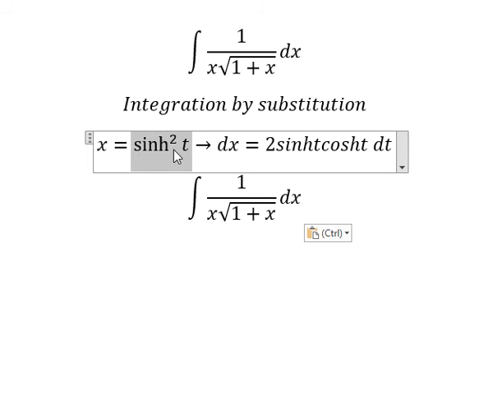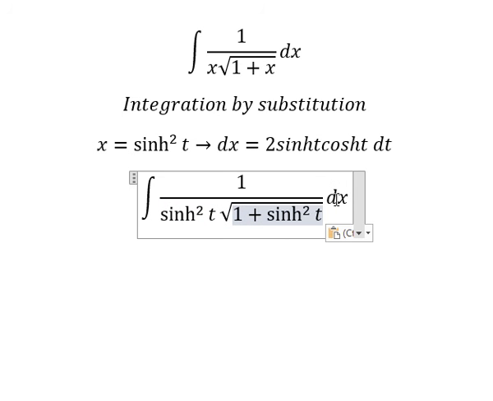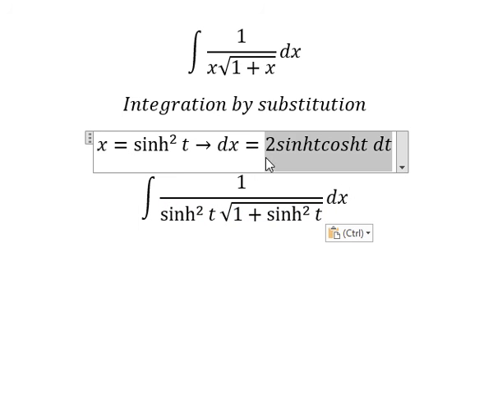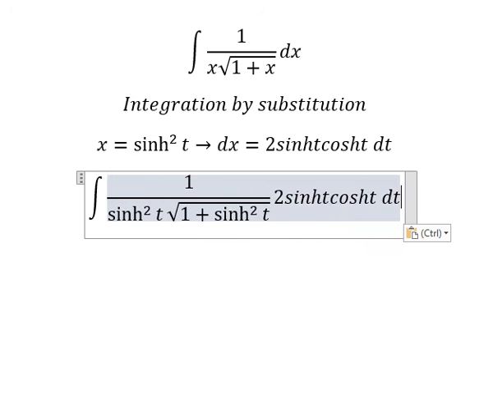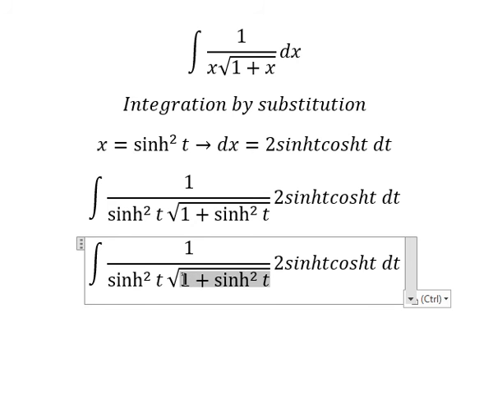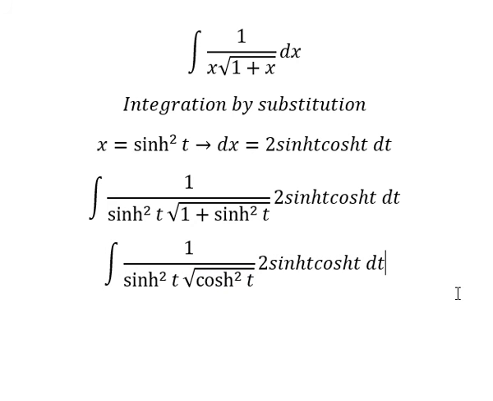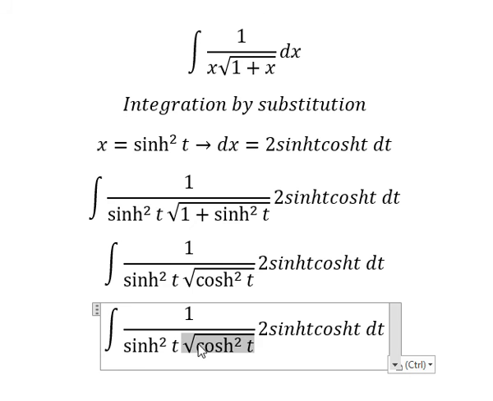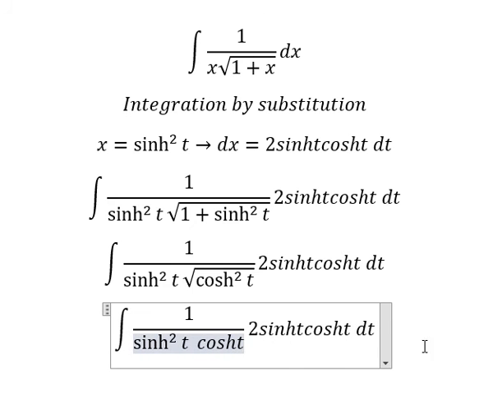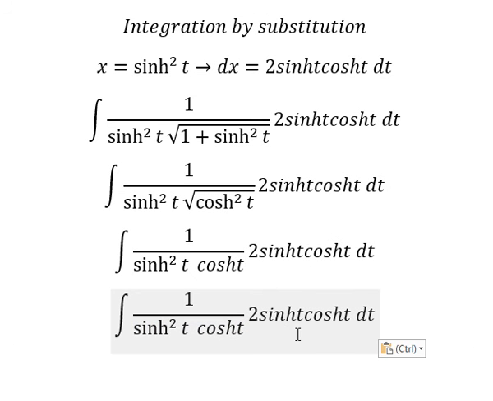So I will put this one here and this one here. The s we change by this one. 1 plus sin² t we change by cos² t. Next, this one we have cos t. Later we simplify sin t cos t in the numerator and denominator.